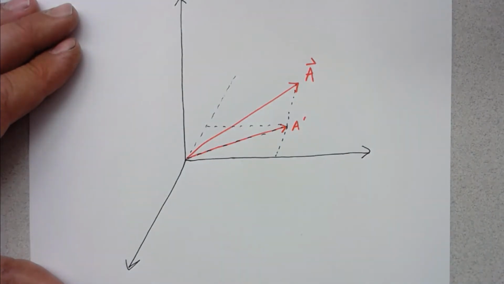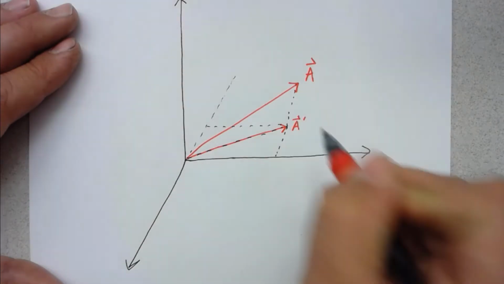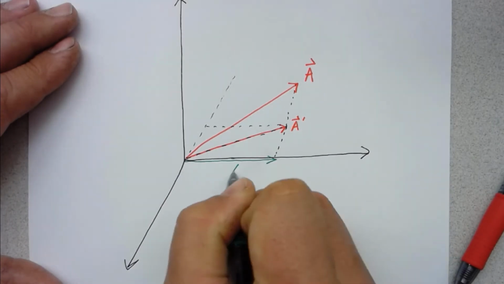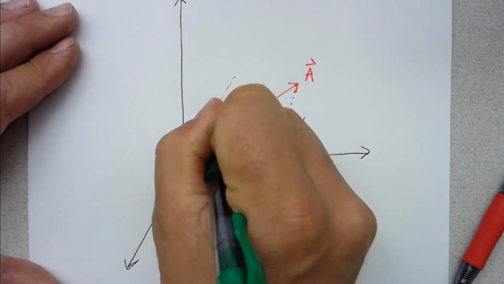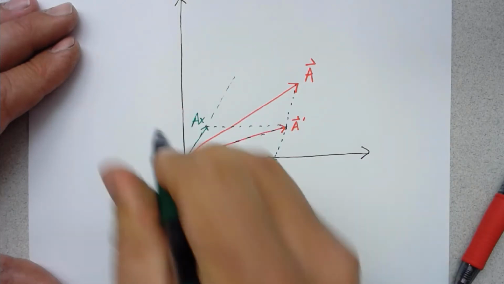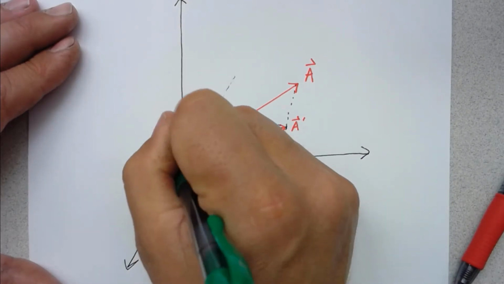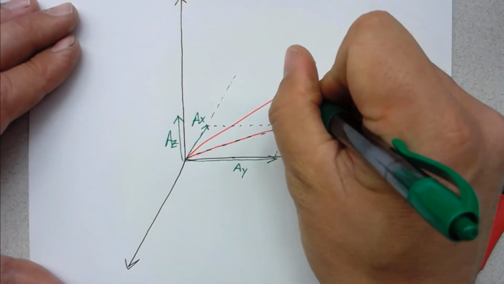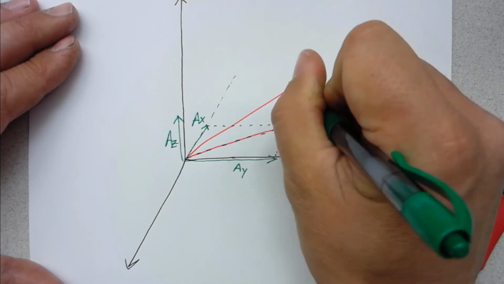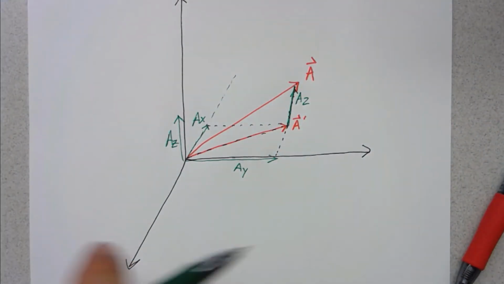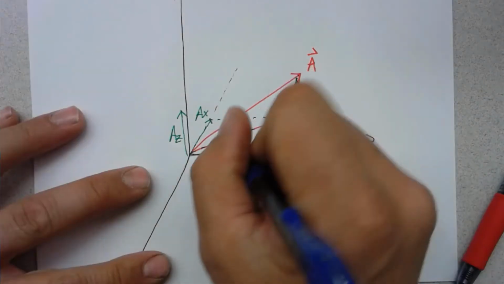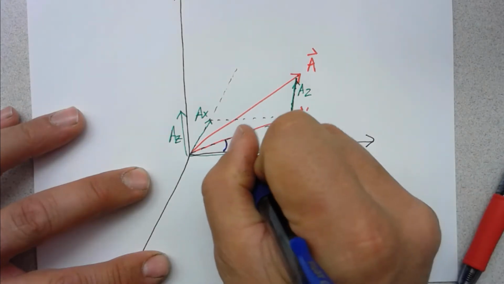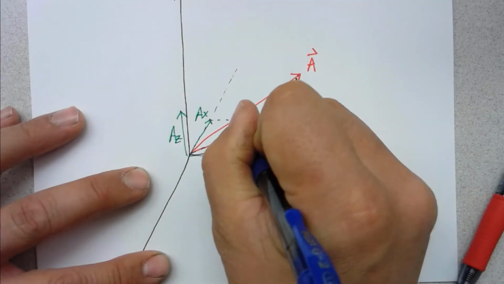Okay? Is A prime any part of our answer? No. Not really, right? Because what we're after is finding A sub y, A sub x, and A sub z, right? So here's A sub z. And if I completed the problem by giving you some angles, right? So maybe this angle here, let's call it 20. And this angle here we'll call 30, right?